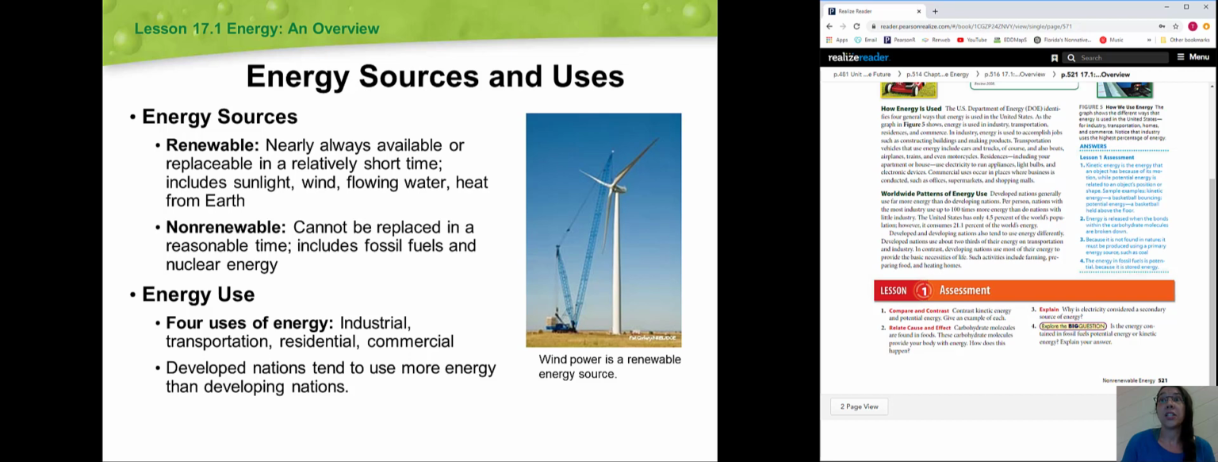Developed and developing nations also tend to use energy differently. Developed nations use about 2/3 of their energy on transportation and industry. In contrast, developing nations use most of their energy to provide the basic necessities of life. Such activities include farming, preparing food, and heating homes.